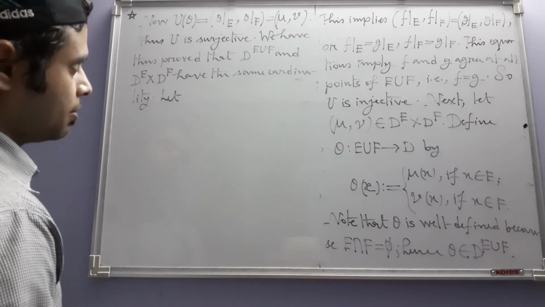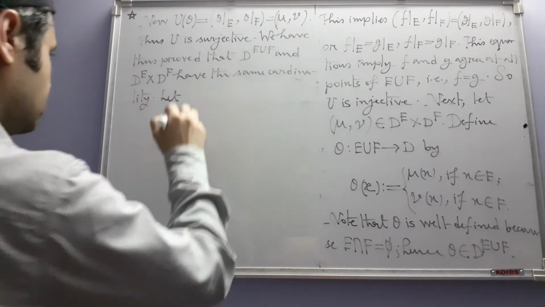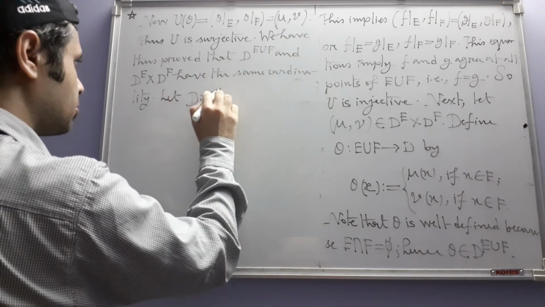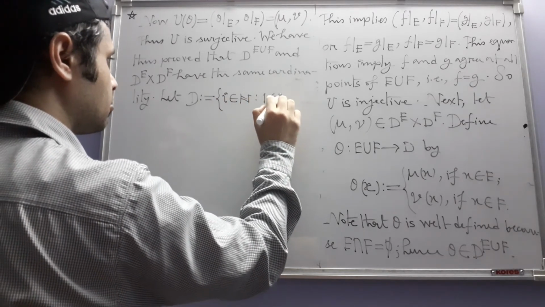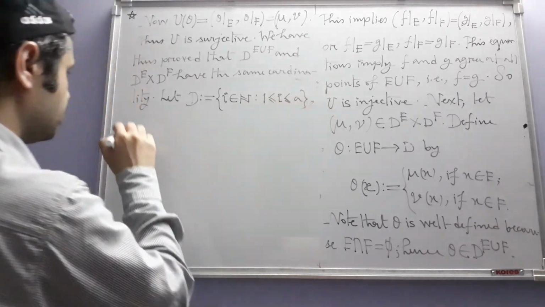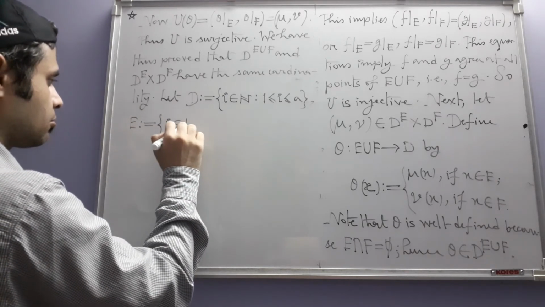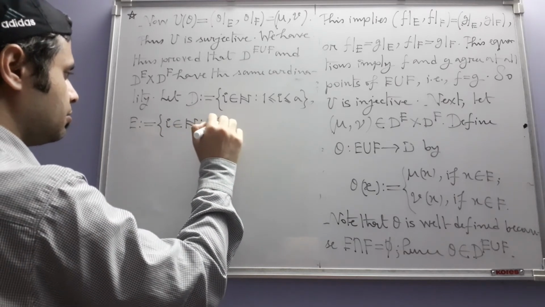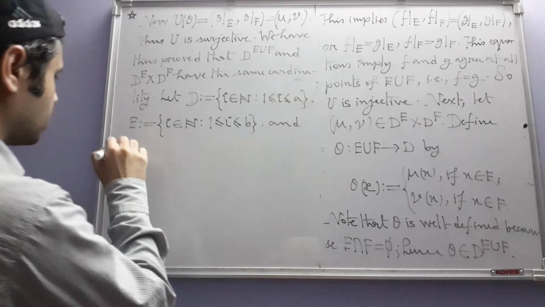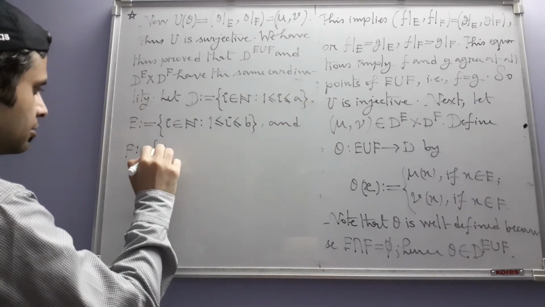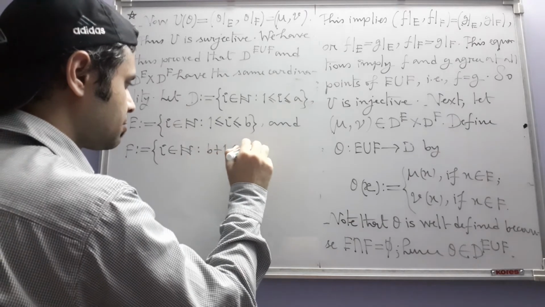Anyway, so now let us take three sets. Let D be the set of all natural numbers lying between 1 and A. E be the set of all natural numbers lying between 1 and B, and F be the set of all natural numbers lying between B plus 1 and B plus C.